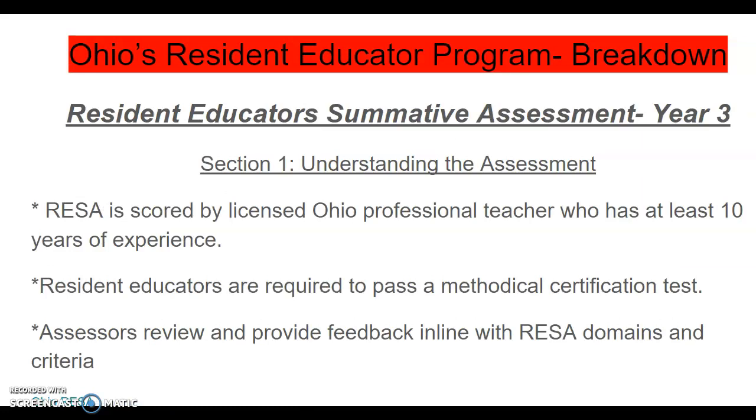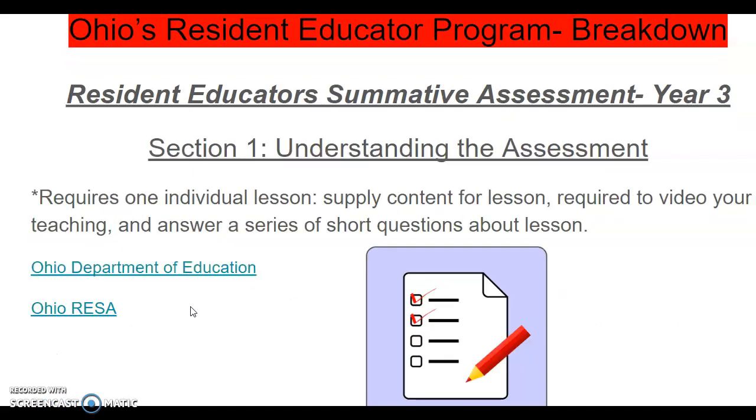Understanding the assessment. RESA is scored by licensed Ohio professional teachers who have at least 10 years of teaching experience in the field. RESA educators are required to pass a methodical certification test. Assessors review and provide feedback that is in line with RESA domains and criteria. This requires one individual lesson, which is supplied content for the lesson, required to video you teaching your lesson, and you answer a series of short questions about the lesson.